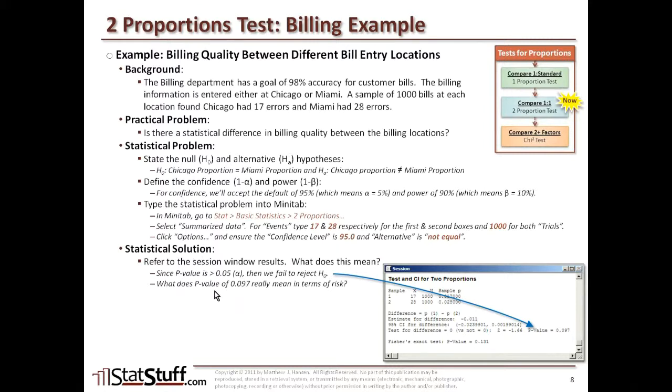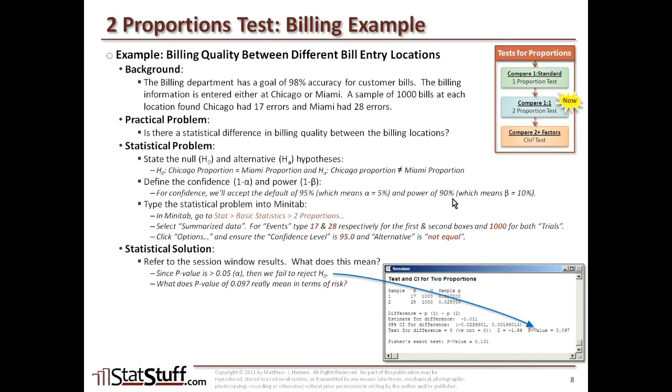So what does the p-value of 0.097 really mean in terms of risk? Well, when we compare to the alpha, we can clearly say we're going to have to fail to reject the null hypothesis. But that's the amount of risk there really is, 9.7% risk. So we have to compare this now to our power level. Because our beta value that we use to determine the power level is 10%, we're going to look at that as the 10% risk that we're willing to accept.